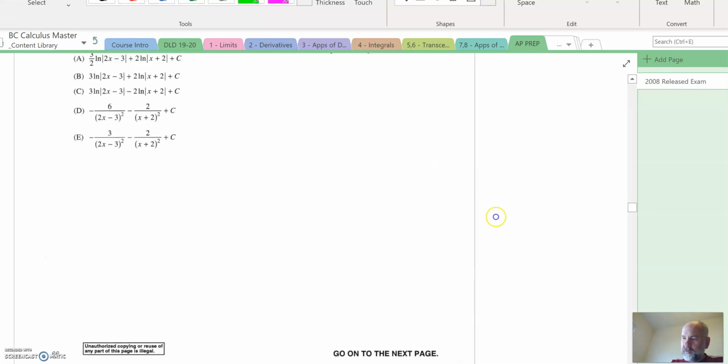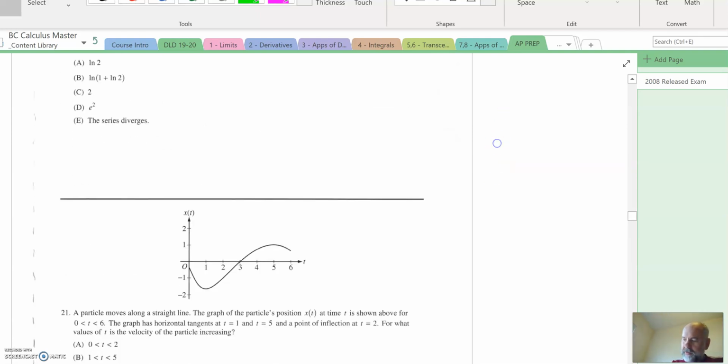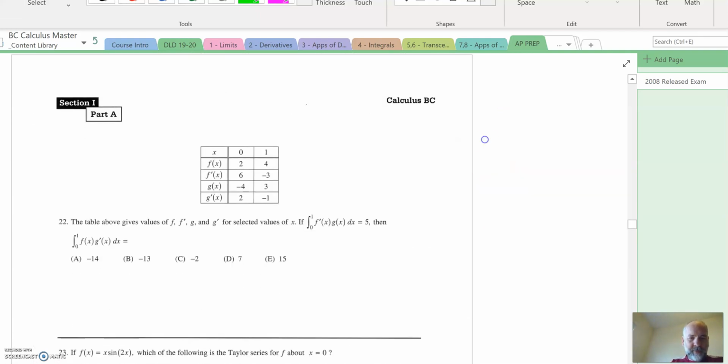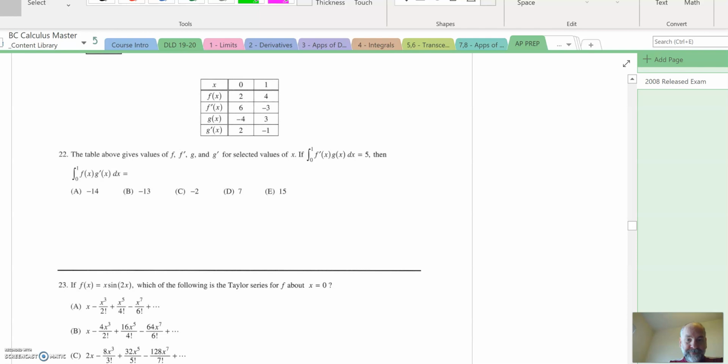Next one is 22. We got 22, 24, 25, and then one calculator problem. Okay. If the integral of that, oh, tricky. Okay. All right, we're integrating. If the integral of this is 5, then what's the integral of that?